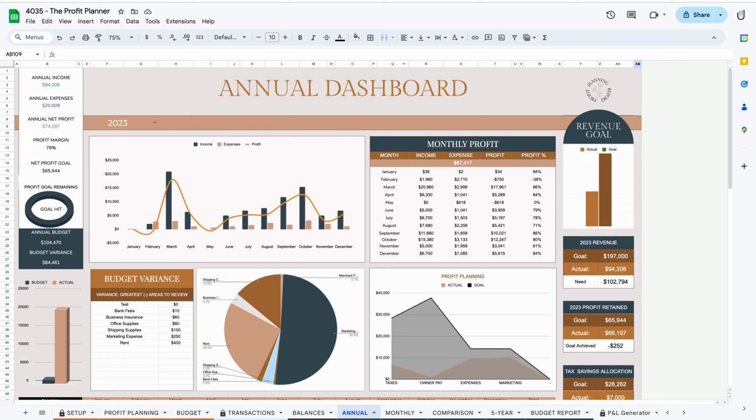Now, the spreadsheet's also going to have many different dashboards, and the dashboards are going to be helpful so that you can track your business activity on an annual basis and on a monthly basis. We're also going to have a 5-year dashboard because this is a 5-year multi-year spreadsheet. We're also going to give you a comparison dashboard that allows you to compare your profit and loss statement on a monthly or a yearly basis, and it has a profit and loss generator. So all you'll need to do is essentially export that profit and loss and hand it over to your CPA to file your taxes every single year.